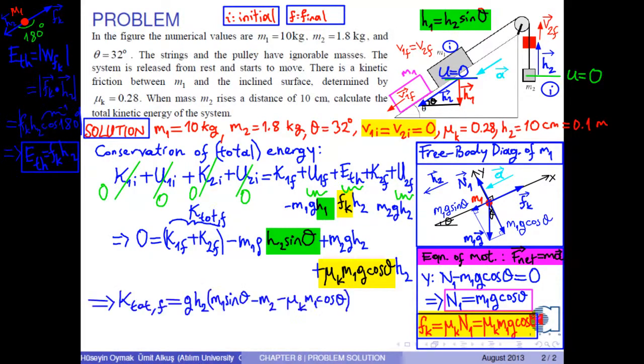Finally, a simple rearrangement gives us the final total kinetic energy is g times h2 times, m1 times sine theta minus m2 minus mu k times m1 times cosine theta. Now we put the corresponding numerical values into this equation. As a result, we calculate the final total kinetic energy of the system as 1.1 joules.